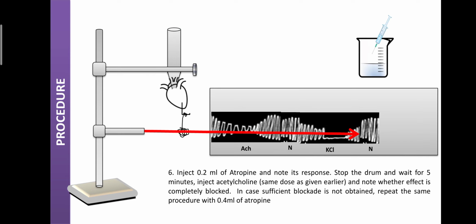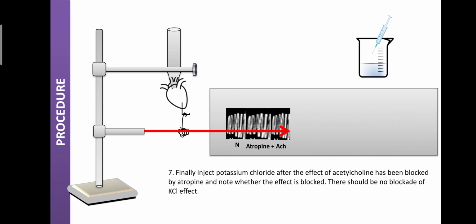After that, inject 0.2 ml of acetylcholine, the same dose given earlier, and note down whether the effect is completely blocked or not. Here, with administration of acetylcholine in the presence of atropine, no cardiac depressant activity can be seen in the graphs. It indicates acetylcholine failed to bind on the muscarinic receptor in the presence of atropine. If the effect is not blocked, then increase the dose of atropine to 0.4 ml and repeat the same procedure.